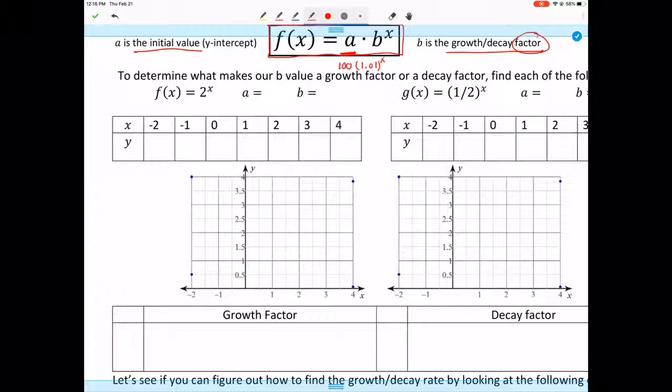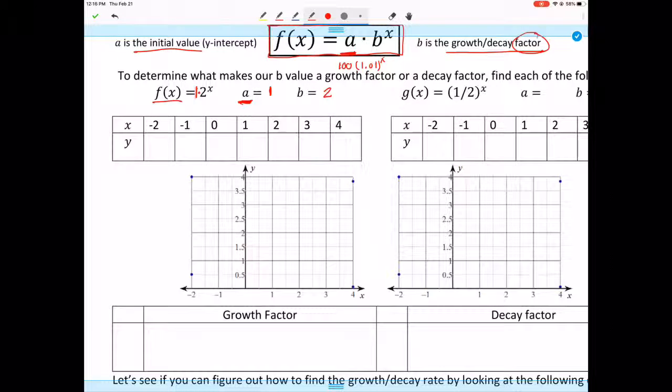Let's look at these examples. f of x, so this is function notation, f of x equals 2 to the x. Looking at that, what is a? Some people say 1, some people say 0. But if you put 0 in there and multiplied it, that whole thing would be 0, and that wouldn't help us at all. So if we don't have a number in front, it would be like 1 times 2 to the x. And then b is our 2.